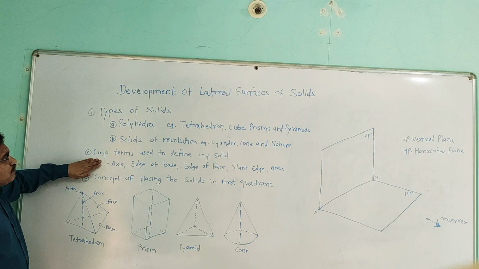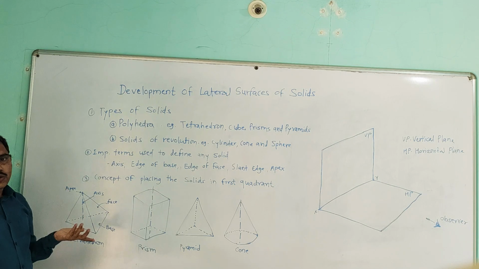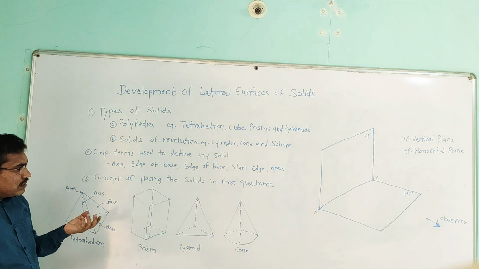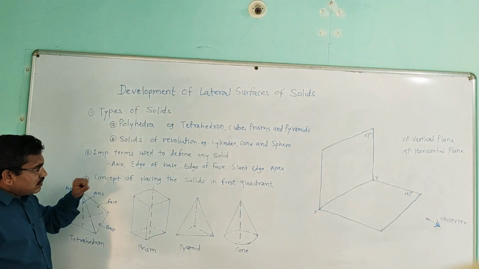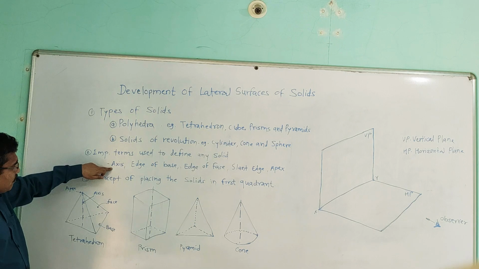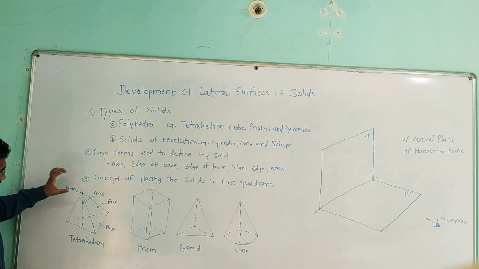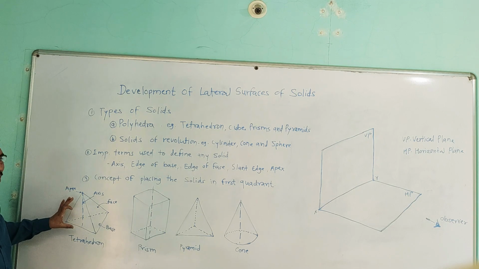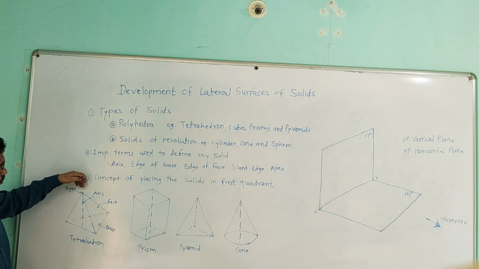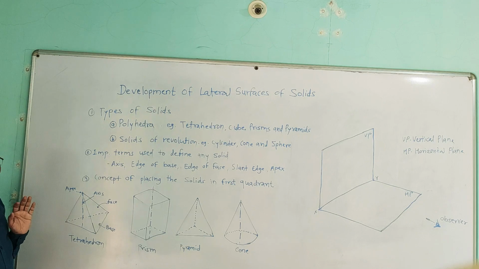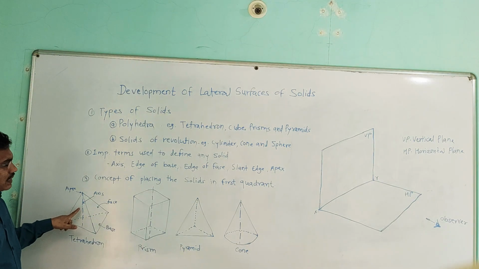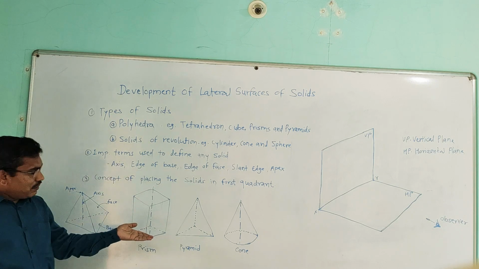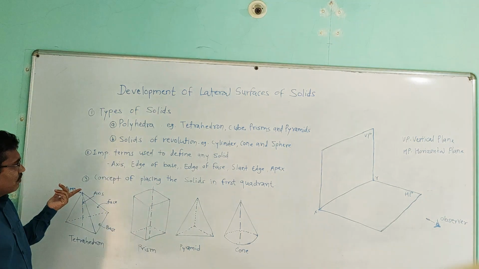Now, which important terms are used to define any solid? Normally in this unit you will find that different terms are used to define a solid. The first important term is the axis. We know the axis, the height of the axis. Axis is the imaginary line which passes through the solid. Here the axis of a prism, axis of a tetrahedron, axis of a pyramid and axis of a cone; the word is used like that.